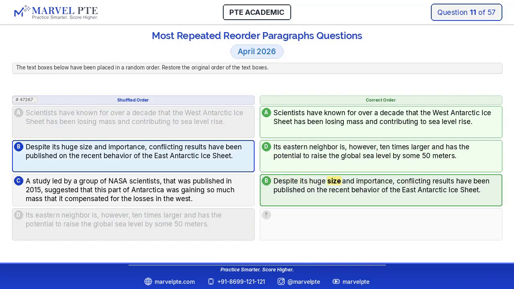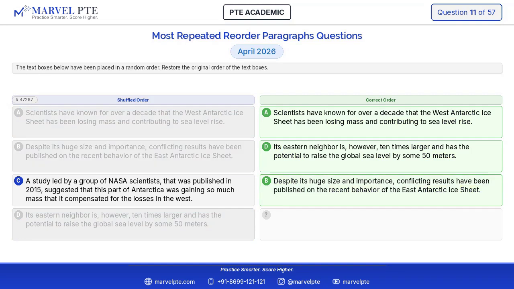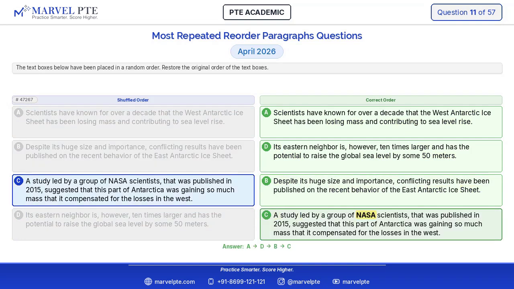Despite its huge size and importance, conflicting results have been published on the recent behavior of the East Antarctic ice sheet. A study led by a group of NASA scientists that was published in 2015 suggested that this part of Antarctica was gaining so much mass that it compensated for the losses in the West.